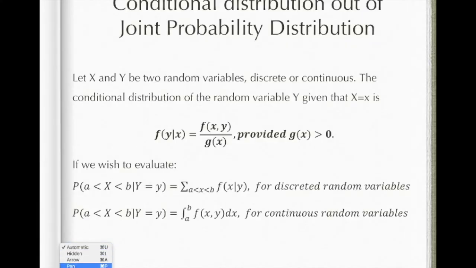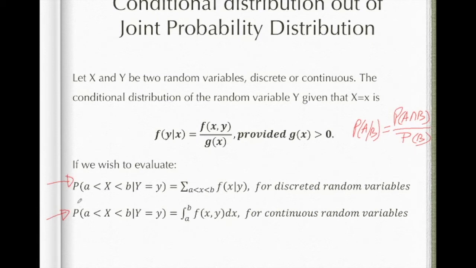This is what I have already explained to you, that in case of conditional probability, we have to follow the basic formula of probability: P(A given B) is equal to P(A and B) divided by P(B). The same we are implementing for discrete random variables as well as for continuous random variables.